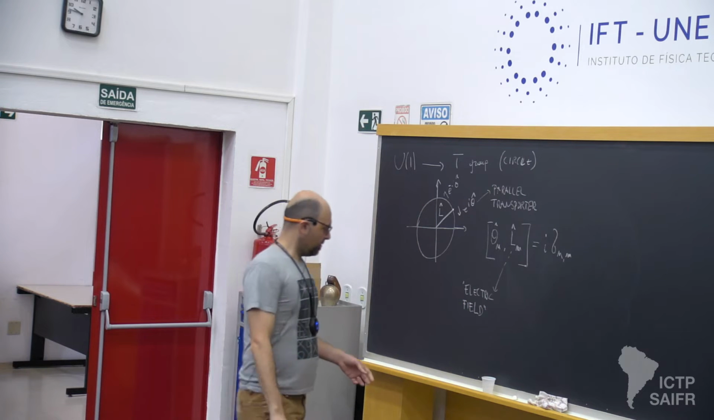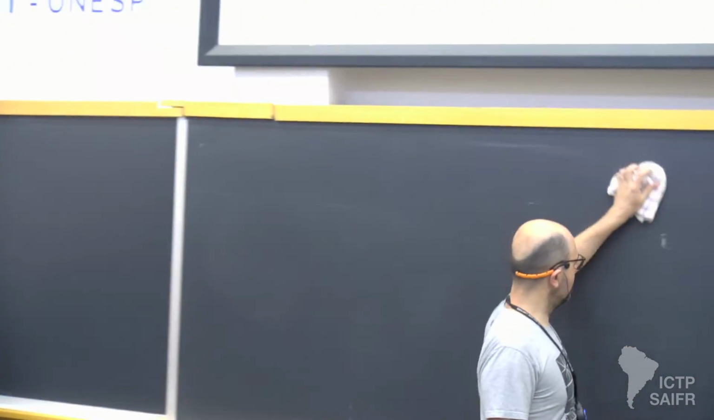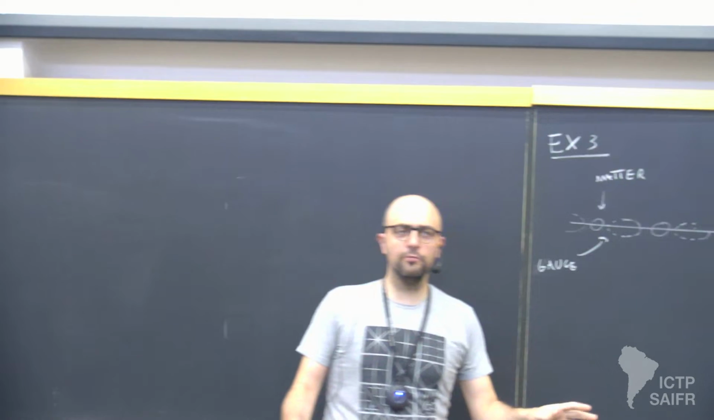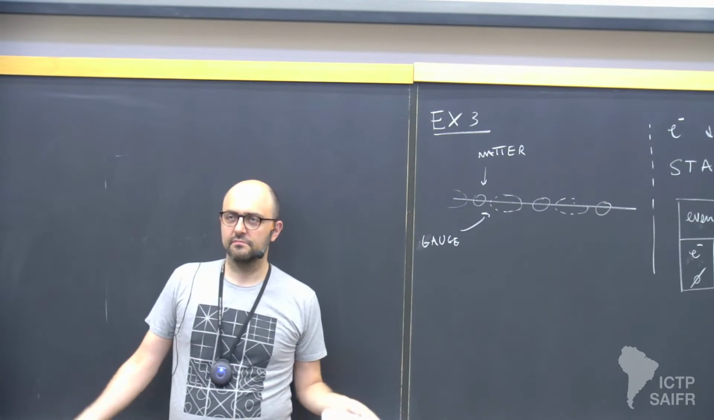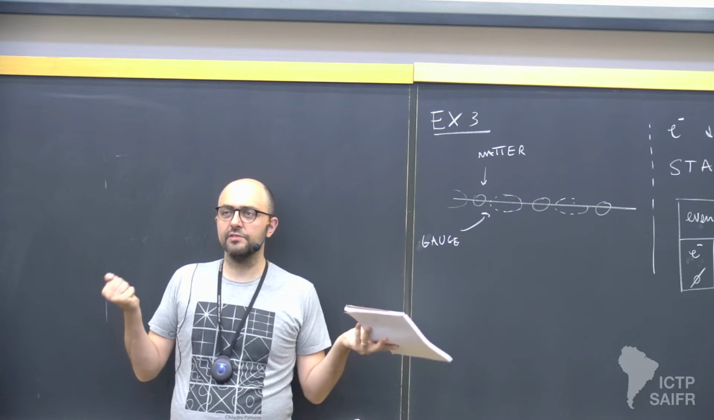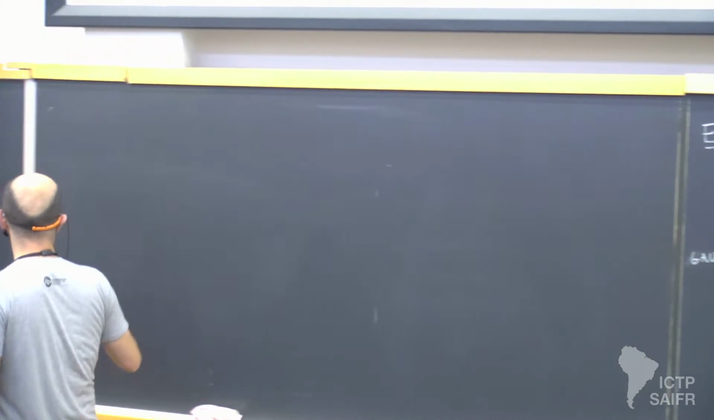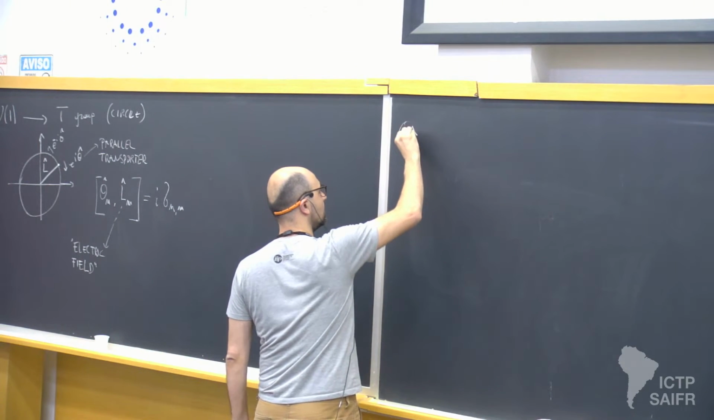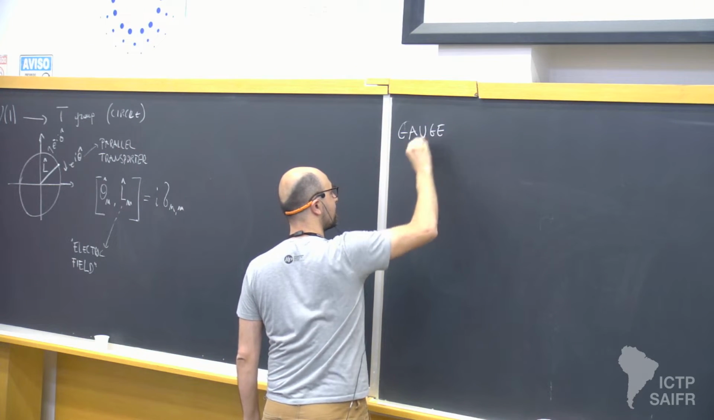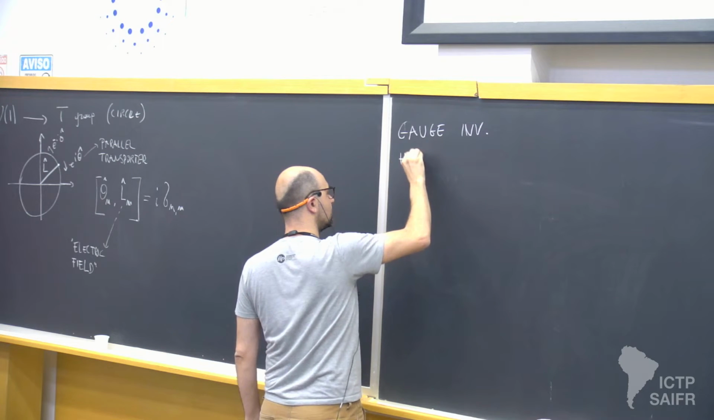So now we know what we have on the vertices. We know what we have on the bonds. What do we have to do? We have to find out what is the gauge invariant Hilbert space. So the set of states that are physical.